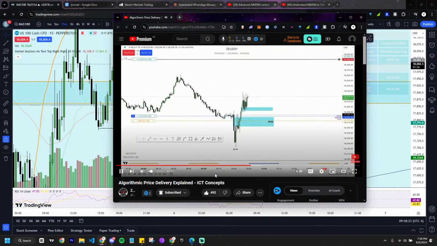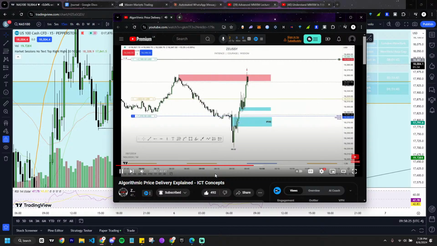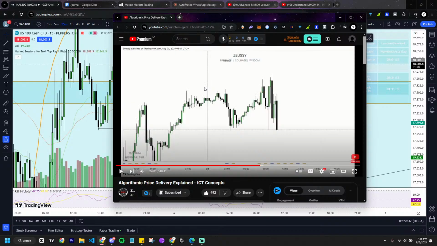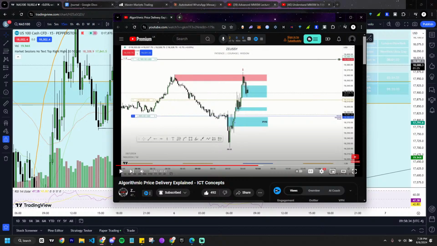Look at that. He's using this fair value gap as support. It's gonna retrace higher. Watch. See? TP. Market maker buy model right here. Ideally, this would be my TP. This would be just a sweep.